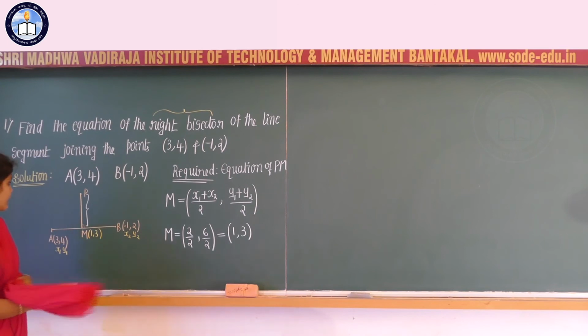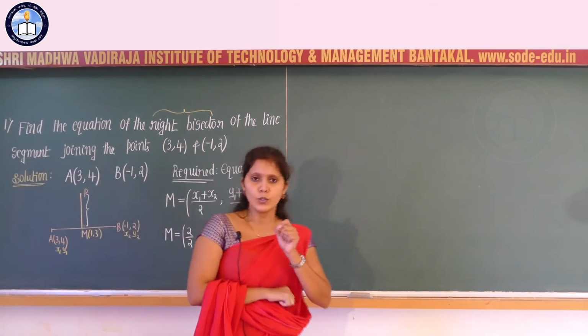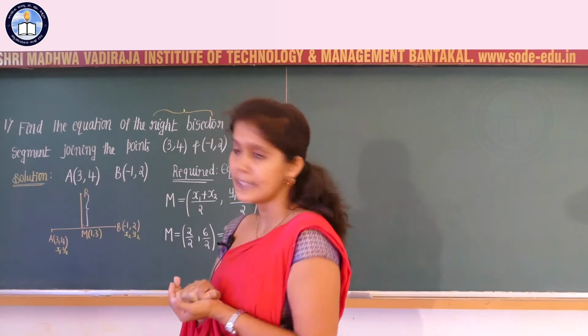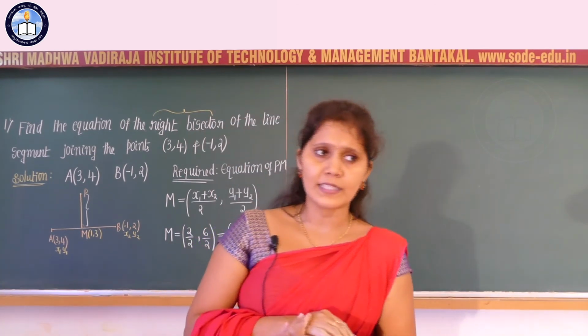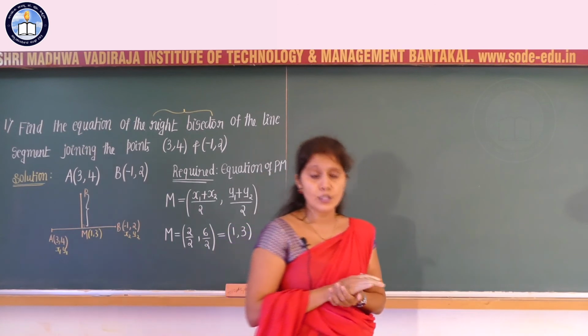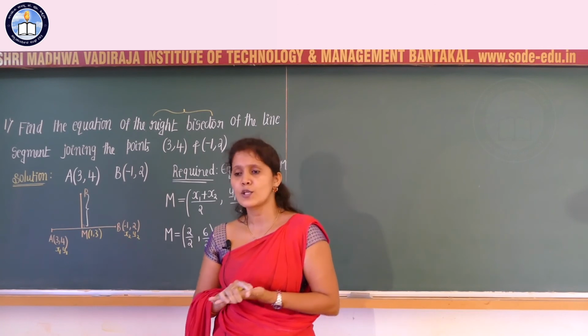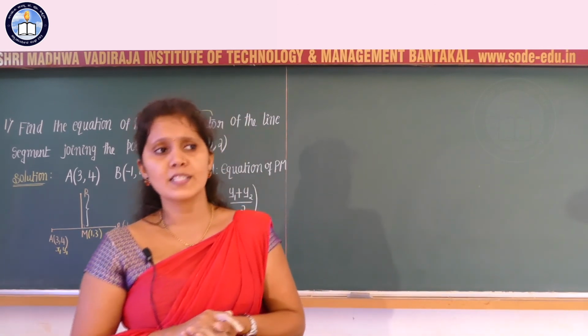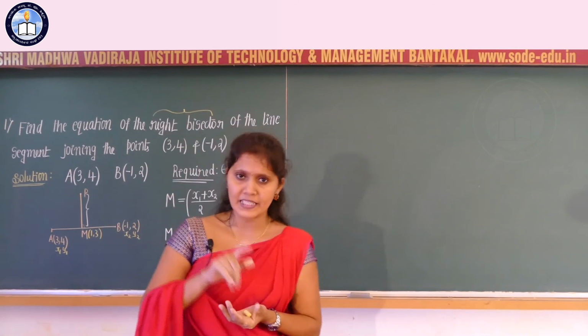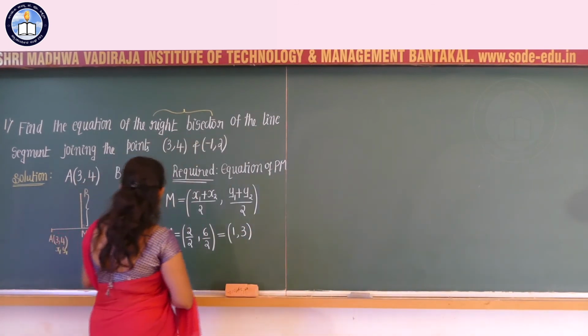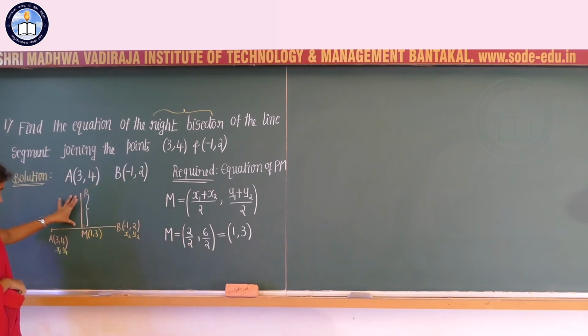In order to get the equation of PM, we know that PM passes through the point M with the coordinates 1 comma 3, that point is given. If we know the slope of PM, then we can consider the slope point formula, which is y minus y1 is equal to m into x minus x1, right? So let us consider the slope of PM, and since PM is perpendicular to AB, the slope of PM is equal to minus 1 divided by the slope of AB, correct?